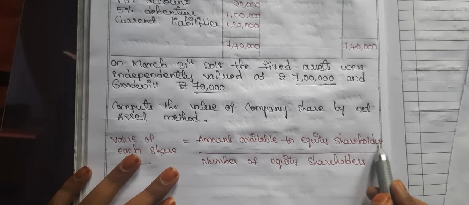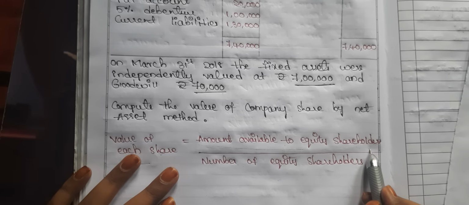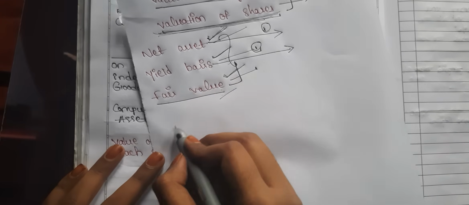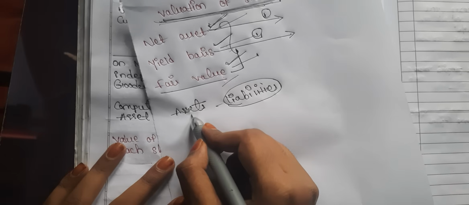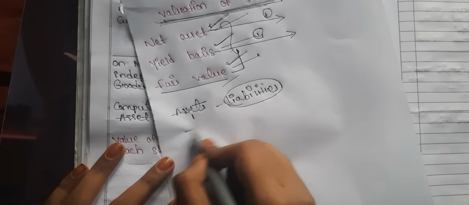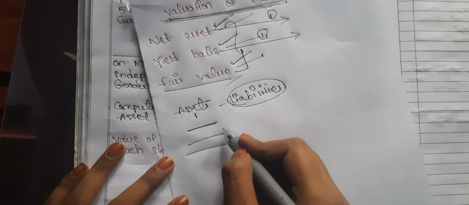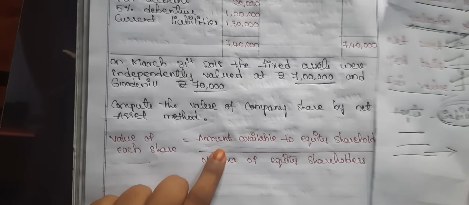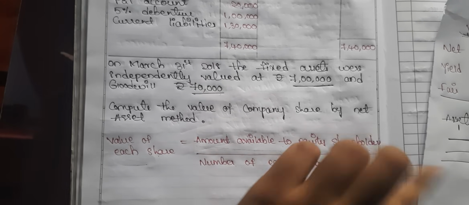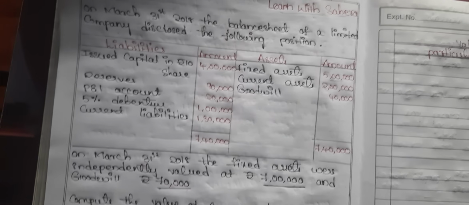Okay, to find the amount available to equity shareholders, we will be minusing assets from liabilities. No, sorry, we will be minusing liabilities from assets. Assets will be above and liabilities will be below. Whatever amount we get after subtracting liabilities from assets, that is nothing but your amount available to equity shareholders. Okay, so without getting late, let us get started with our pro forma.